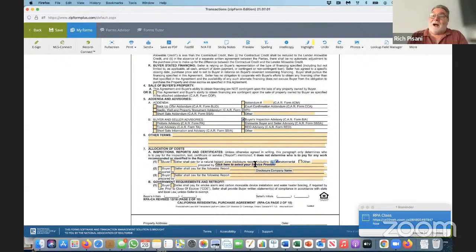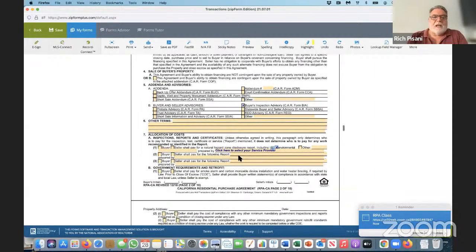Don't do it. Why? Because if there's a loan on this and it says here that the buyer is going to do an inspection, then the lender is going to say, hey, I want to see that. It's part of the agreement. Don't do it. All right.